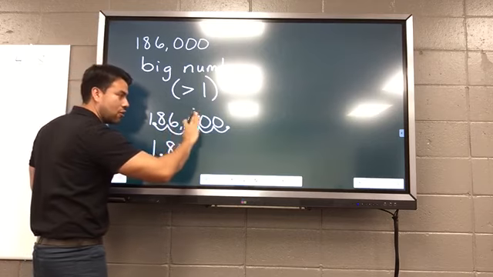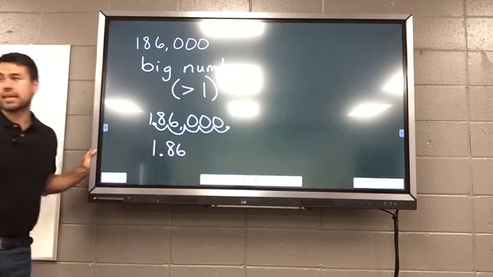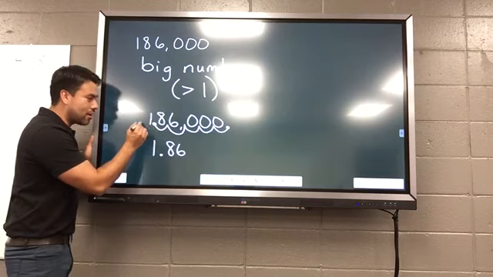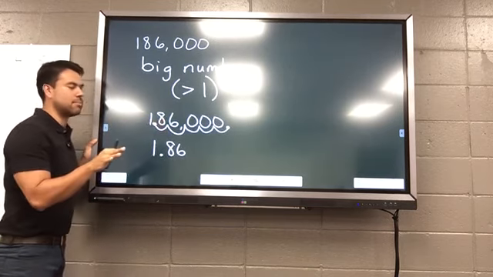1.86. And don't forget the zeros drop out in a decimal. Is this number between 1 and 10? Yes. Why wouldn't it work right here? Oh, that's 0.186, and that's not between 1 and 10.